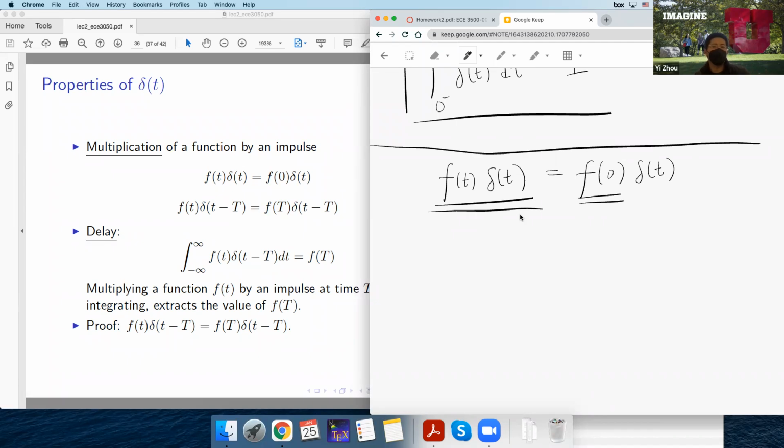So if t is not equal to 0, by definition, we know this delta function, this delta signal, is always 0. So this equation always holds.